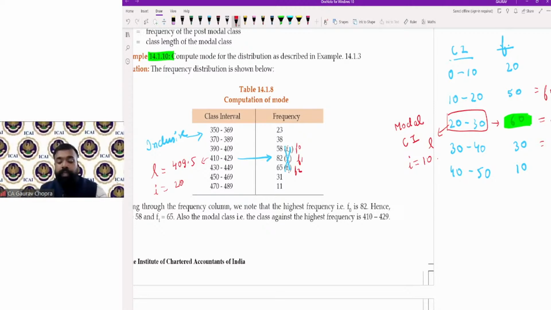So it is 20. Now, as per the formula, Z is equal to L, 409.5, plus F1 minus F0, so 82 minus 58, upon 2 F1 minus F0 minus F2. And at last multiply by i. So in this way, you can get the result for Z.